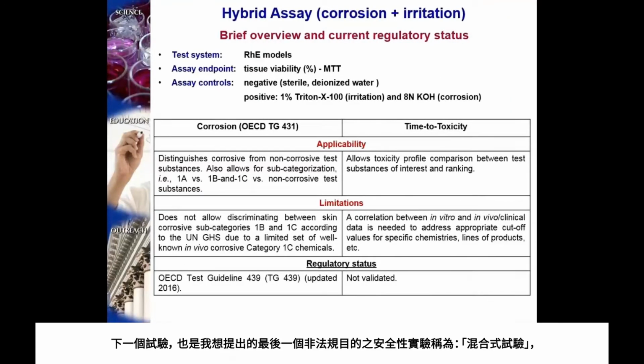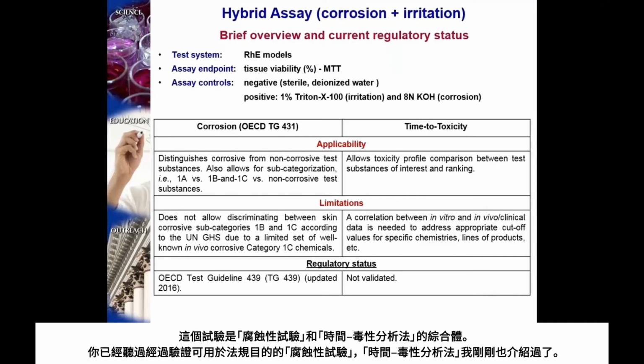The next assay, and the last of the non-regulatory safety assays that I would like to briefly present, is called a hybrid assay, which uses reconstructed tissue models and the same tissue viability endpoint using appropriate negative and positive control. The assay is a mix of the corrosion assay that is validated for regulatory purposes and that you heard about already, and the time to toxicity assay that I just presented about.